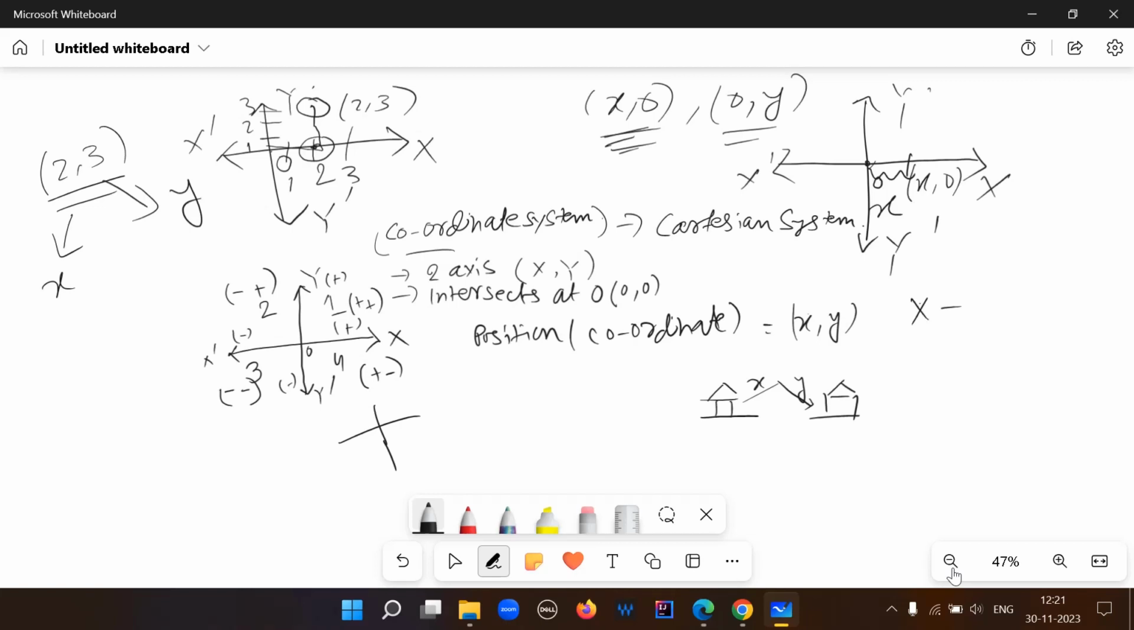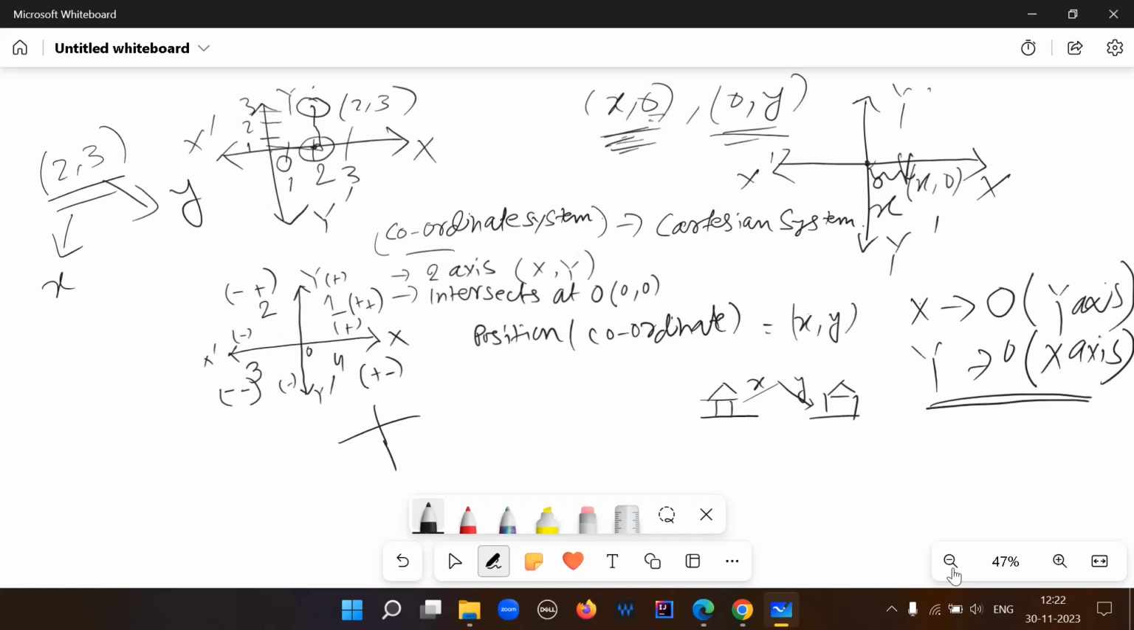Always remember that (0, 0) never happens as a general case. If the x value is 0, it lies on the y-axis, and if y is 0, it lies on the x-axis. Here (x, 0), where y is 0, lies on the x-axis. See, x-axis.